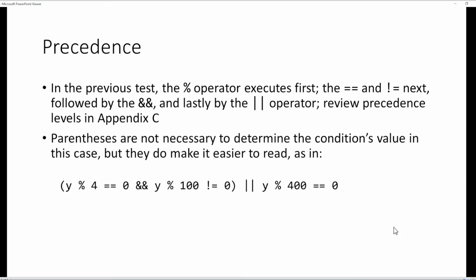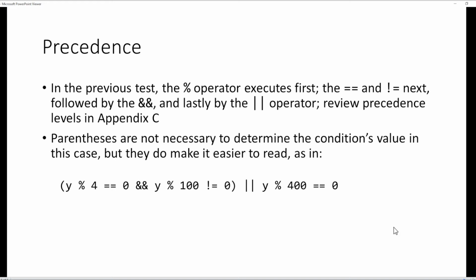We would start with y mod 4. The mod has the highest precedence, and it's the left-hand side of the logical and operator. Because of short circuit evaluation, we will evaluate the left-hand side first. We will do y mod 4, then we will compare that result to 0. Let's assume it's true. We're taking the year 1900 into account here. So that would be true. Because the left-hand side is true, this is an AND operator, we must evaluate the right-hand side.